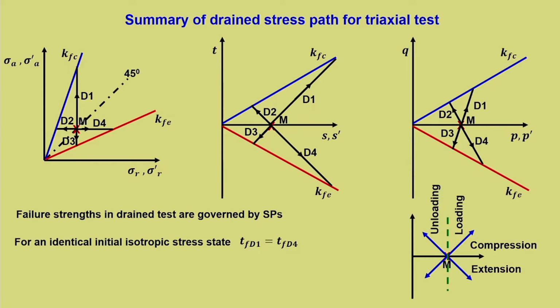Now, we are talking in terms of T here. You can see that Tf D1 means the strength which is given by the failure stress path D1. So, this is what is meant by Tf D1. That means it is the strength of the soil corresponding to the stress path D1. Now, this stress path D1 strength is the same as Tf D4, but it is more like a mirror image. Similarly, Tf D2 is equal to Tf D3.